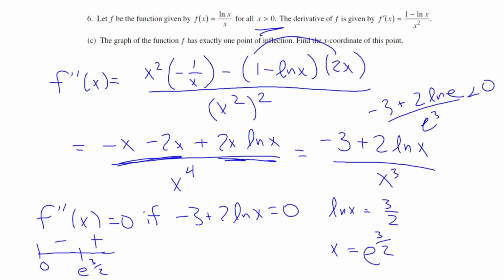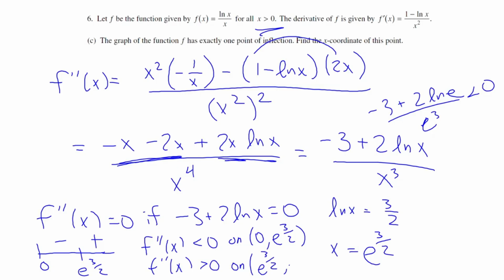So we'll note that f double prime of x is less than 0 on 0 to e to the 3/2. F double prime of x is greater than 0 on e to the 3/2 to infinity. So x equals e to the 3/2 is the location of our point of inflection.